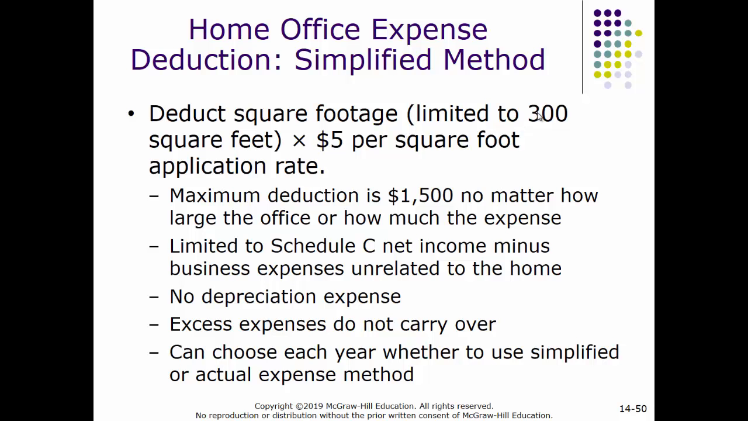If one uses the simplified method, they don't take depreciation expense. And if they have extra expenses beyond the Schedule C net income, they do not get carried over. And on a year-by-year basis, the taxpayer can decide if they want to keep track of the actual expenses and allocate those expenses to the home office, or if they want to simply use the simplified method.